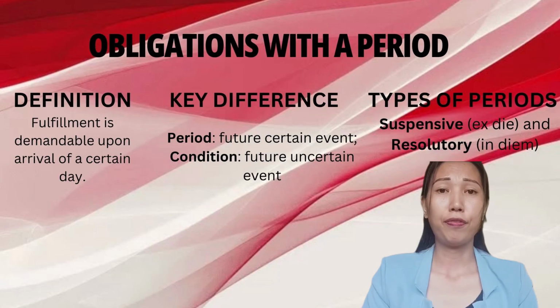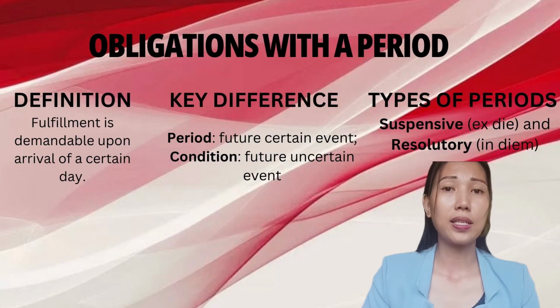Types of periods are the kinds of terms. First is the suspensive or the ex die, a term or a period with a suspensive effect. Suspensive means something is waiting to happen or be decided and you're not sure what will happen next. But we're talking about obligation, which means the obligation becomes effective only from the arrival of a certain day. For example, Joey promises to support Rachel from the death of Rachel's father, which means the obligation will begin from the death of Rachel's father, and who knows when and what will happen next, right?